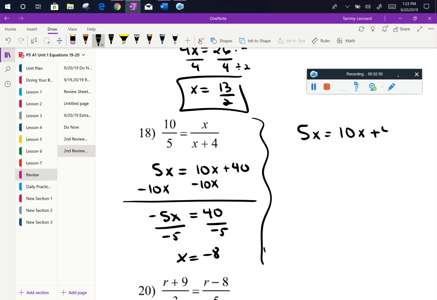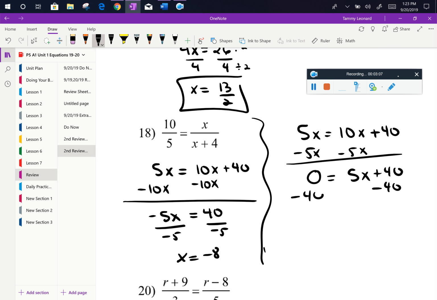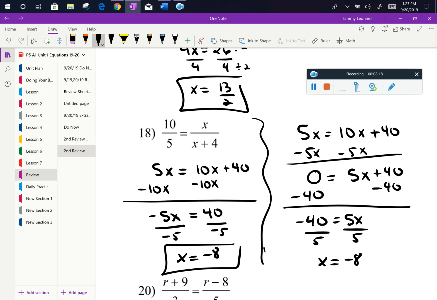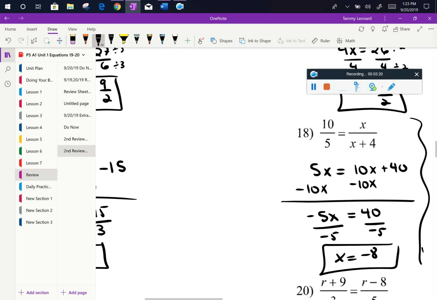Just in case you're wondering, if we do what I mentioned a moment ago, if we take 5x equals 10x plus 40, and we subtract 5x from each side because that will keep the x's positive. See how we have positive x plus 40? You have to remember that this side of the equation does not disappear. We have a 0 over here. So we can subtract 40 from each side. So negative 40 equals 5x, and divide both sides by 5, and notice we still find out that x equals negative 8. It's the same answer no matter which way we do the problem.